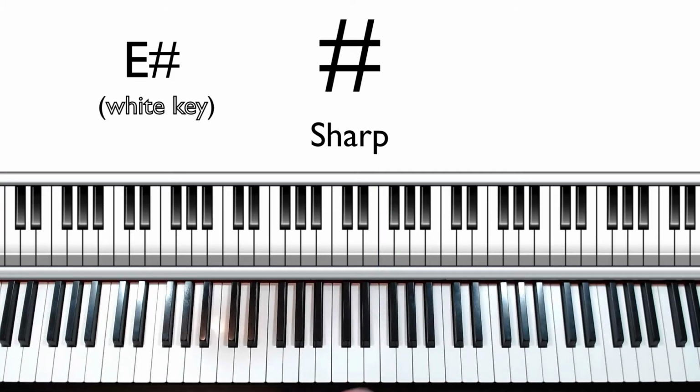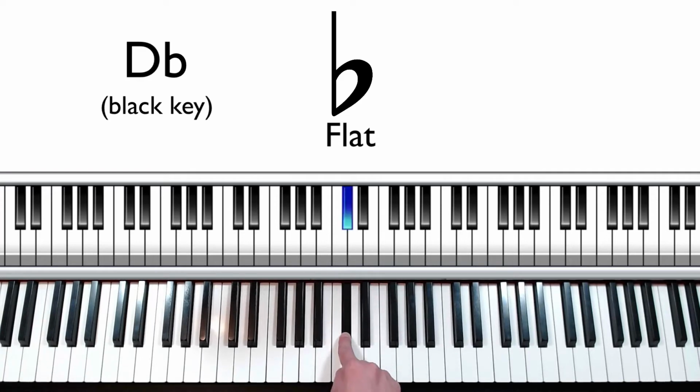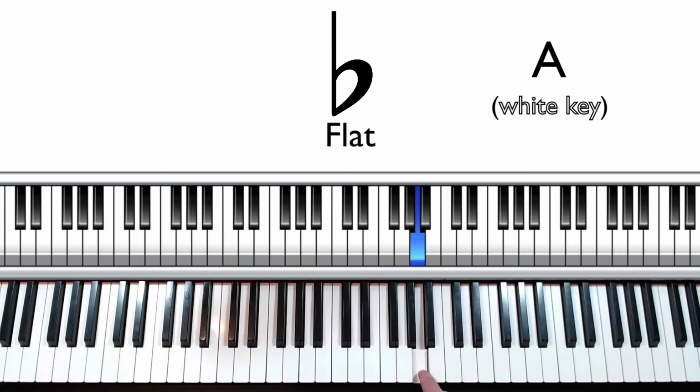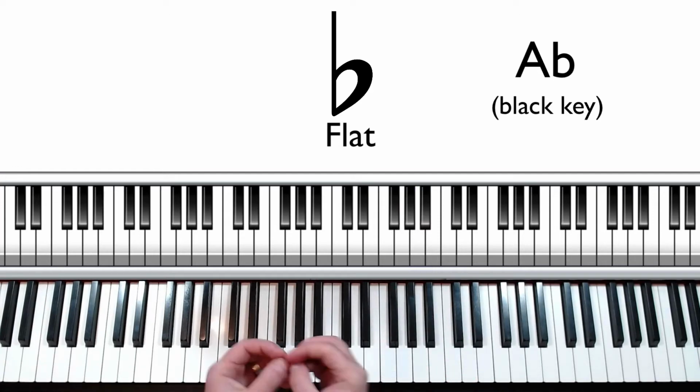There is also a symbol that tells us to move a note down a half step, and that symbol is a flat symbol. So if I have a D here, and instead of a D I play a D flat, I'm going to move down a half step and play this black key. Or if I play an A here, if I put a flat on it, instead of playing this white key, I will move it down a half step, and now it is an A flat. So a sharp moves a note up a half step, and a flat moves a note down a half step.